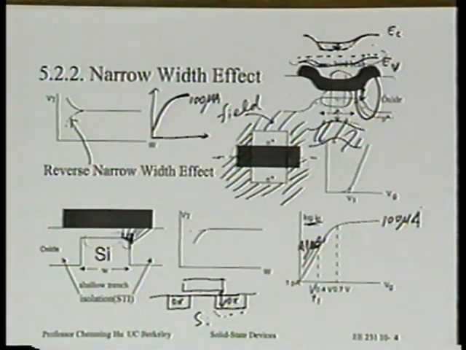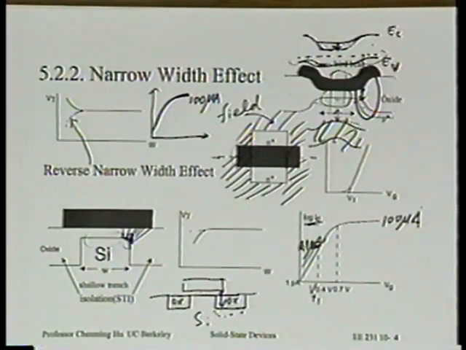Is it possible to choose a combination of L and W such that you don't have VT roll-off, like in the first case? Can one compensate the VT roll-off with a VT roll-up?